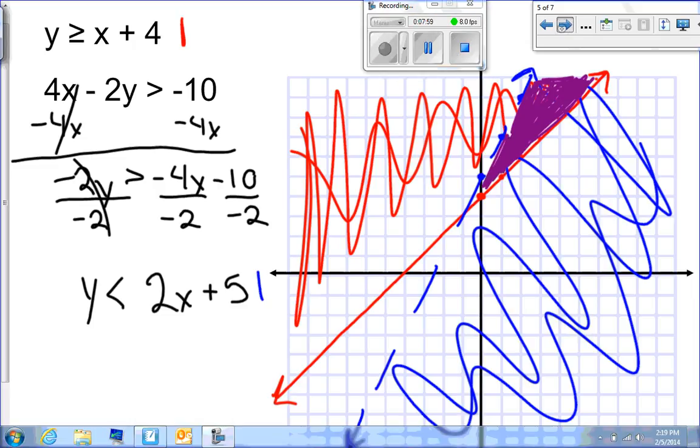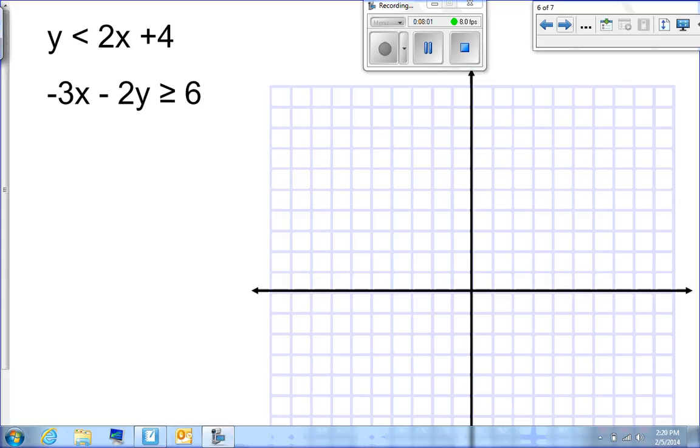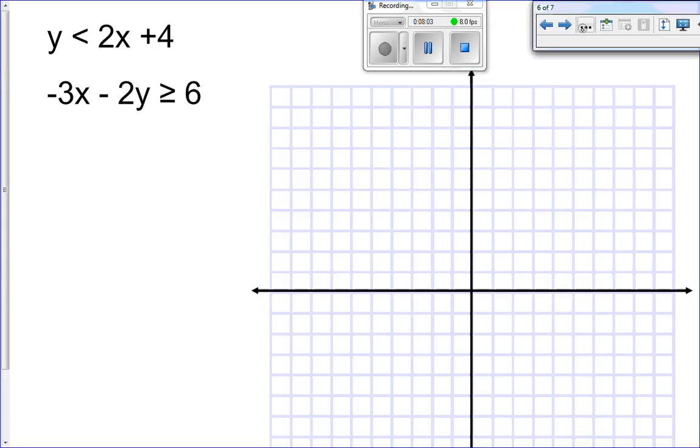All right, try this next one on your own. Okay, pause the video if you need to, keep going, but I'm going to solve this system of linear inequalities.